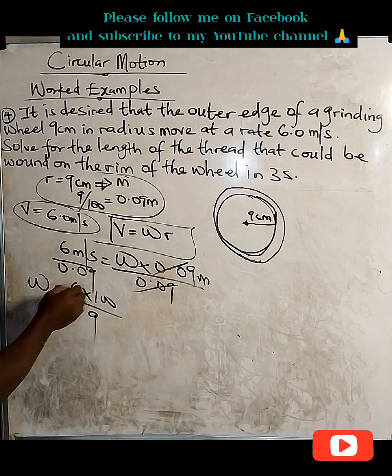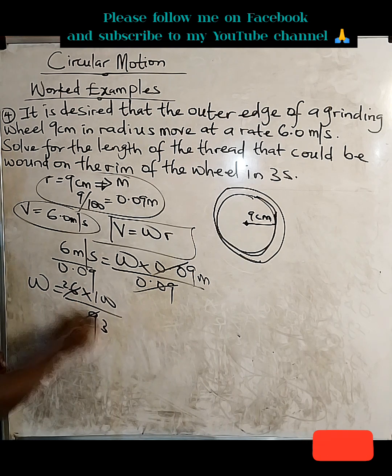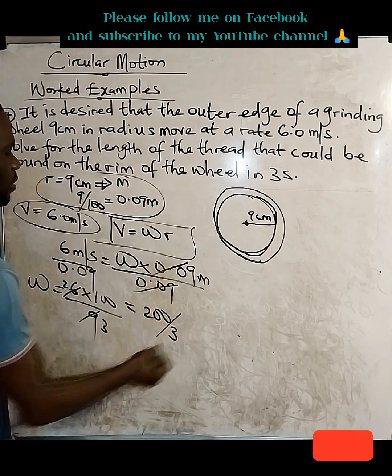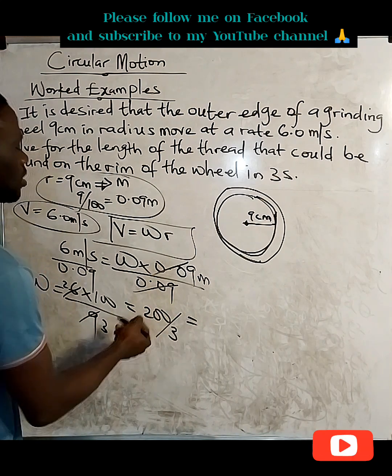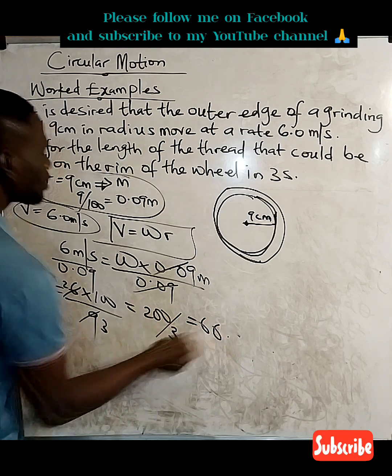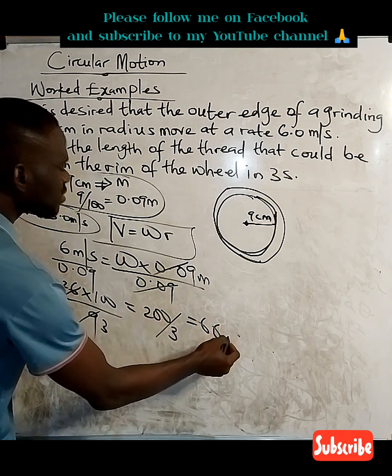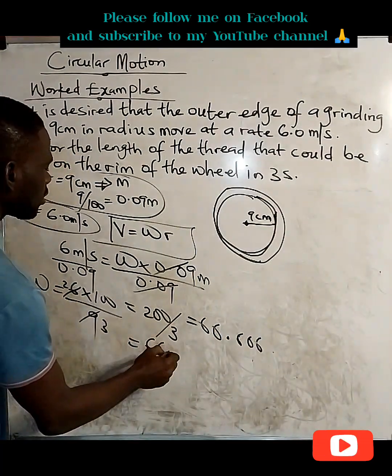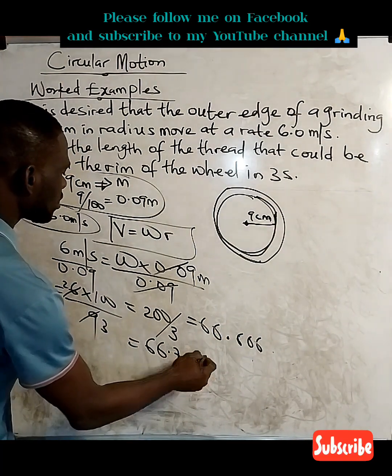So what do we have? That's 3 here, 2, 3 here, 3. So what do we have? 2 times 100 is 200 divided by 3. So we can put this in the form of a decimal. 3 into 20 is 6, remainder 2, 3 into 20 is 6, remainder 2, like that, recurring decimals. 66.66666. So what do we have? We have 66.7 rad per second.